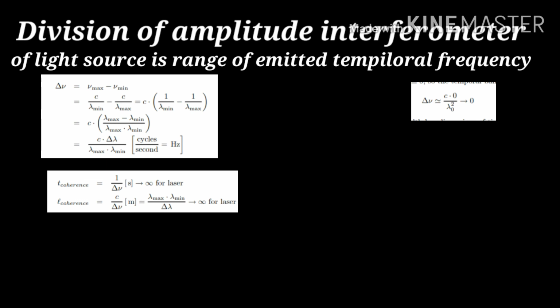delta lambda divided by lambda max into lambda min, with units of cycles per second equals hertz. Then delta nu equals c into delta lambda divided by lambda naught square, and then the coherence time equals 1 by delta nu, where for a laser delta lambda tends to zero and the coherence time tends to infinity.